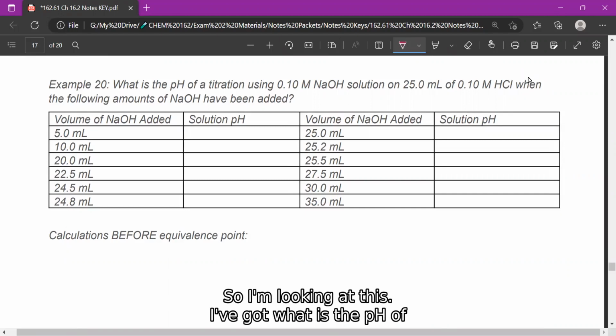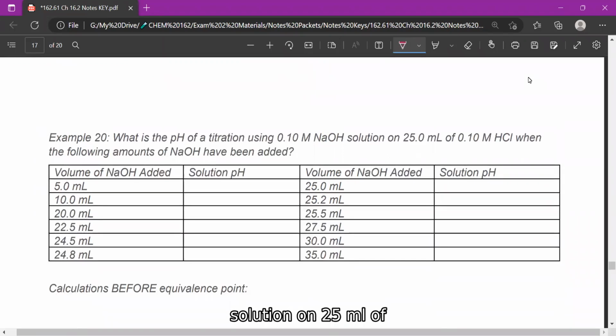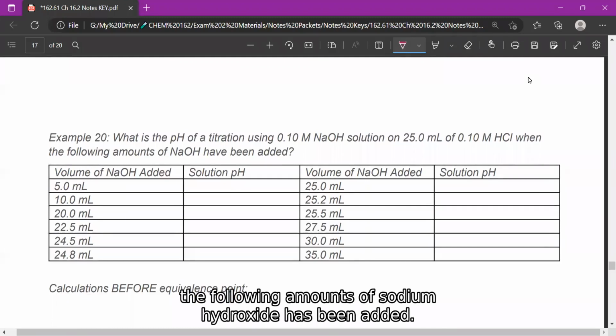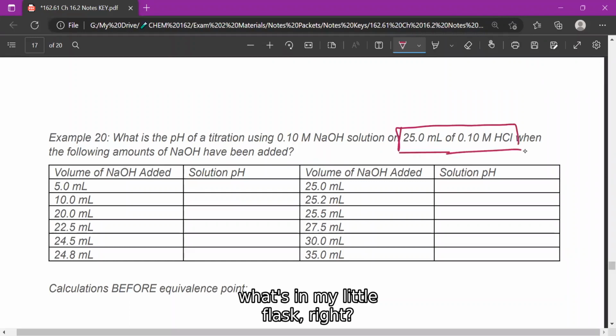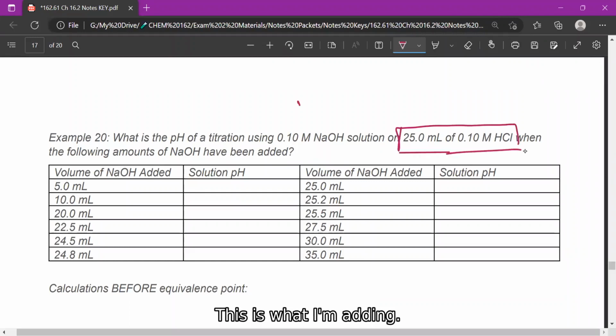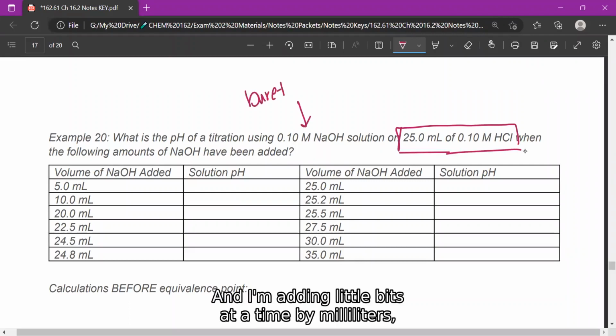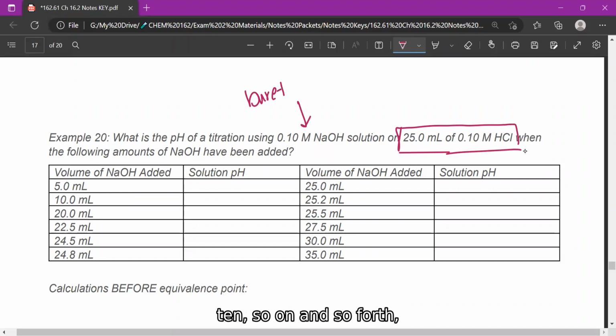So I'm looking at this. I've got: what is the pH of a titration using 0.1 molar sodium hydroxide solution on 25 milliliters of 0.1 molar hydrochloric acid when the following amounts of sodium hydroxide have been added. So it looks like I'm starting, this is what's in my little flask, right? Okay, this is what I'm adding. This is in my burette. And I'm adding little bits at a time. Okay, so I'm adding 5 milliliters, 10, so on and so forth, all the way to 35 milliliters.